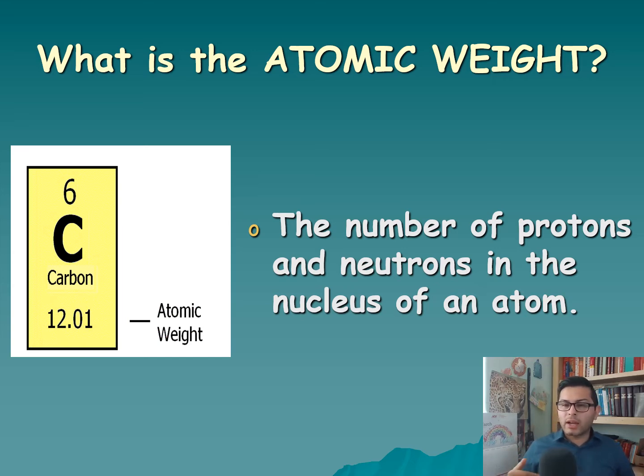That number actually varies. So what scientists do is that they'll take a bunch of different atoms, find the atomic number for each one of these things, and average them all out. Now, carbon comes down to 12.01, which means the average number of protons and neutrons in a nucleus is 12.